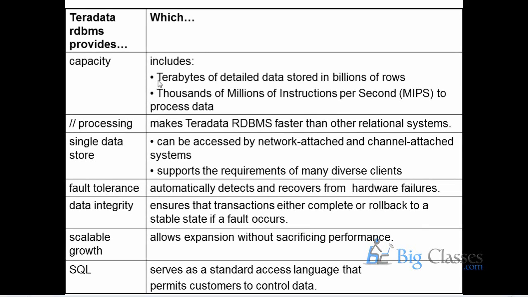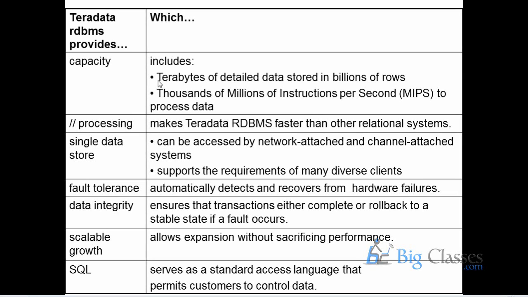And the parallel processing is the one which makes Teradata RDBMS faster than any other relational systems currently in the market. And there is a single data store, which can be accessed by network attached clients and channel attached systems. What does this mean? Network attached means Linux, Windows, Solaris, Unix, all of which come under the network attached environment, TCP/IP. And mainframe is what we call a channel attached system. So Teradata can be accessed by both network attached systems as well as channel attached systems.